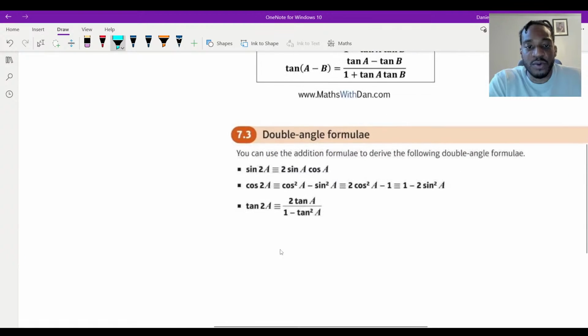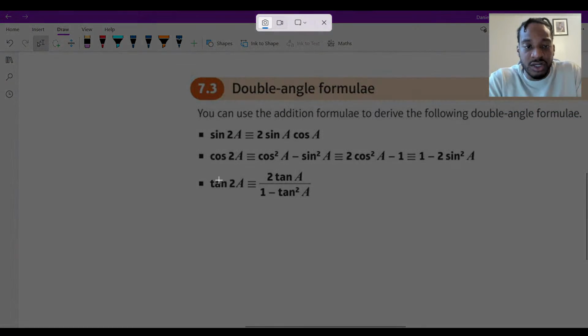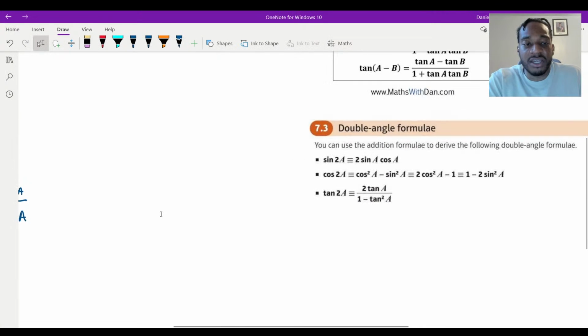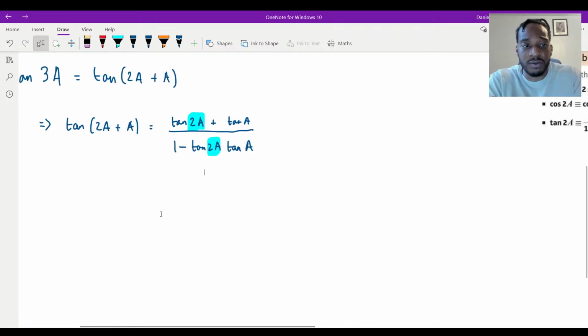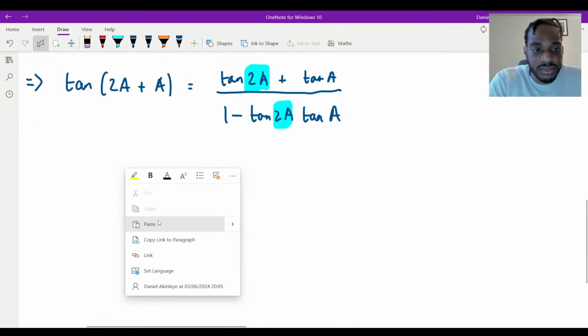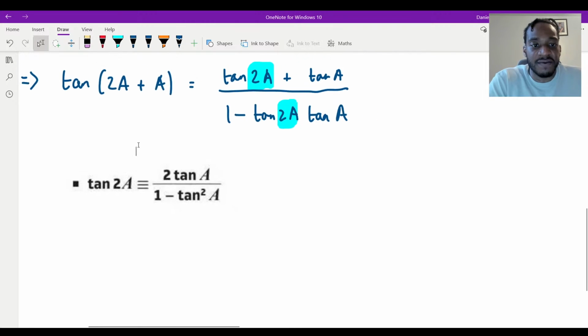The formula for tan 2A, the double angle formula, is 2 tan A over 1 minus tan squared A. So I'll put this here. Again, you can derive this. It's not in the formula sheet. The double angle formulas are not in the formula sheet, by the way. So doing that, I'm going to bring this here. In that case, we can just replace that there, right?